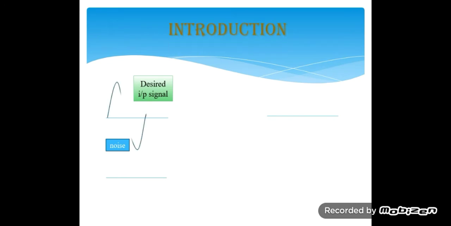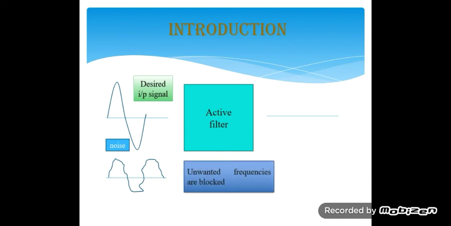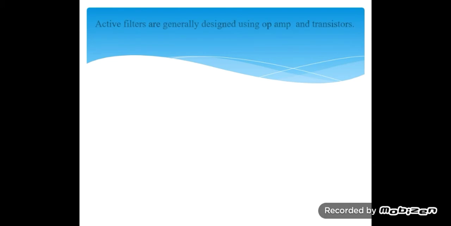Consider this is our desired input signal, which is accompanied with some noise signal. When we give this to our active filter, it attenuates or blocks our unwanted frequencies, that is our noise signal, and it amplifies our input signal and we get it as our output signal, right? Active filters, the name itself suggests, are designed using active components like transistors, op amps, etc.